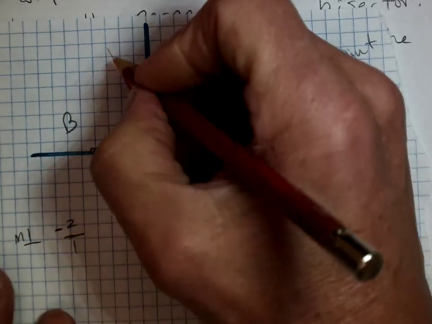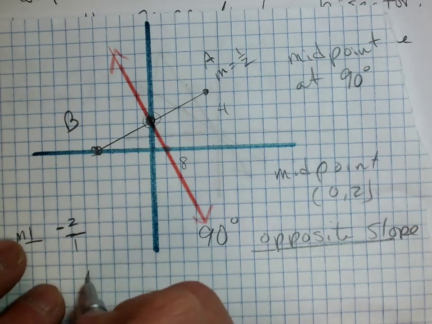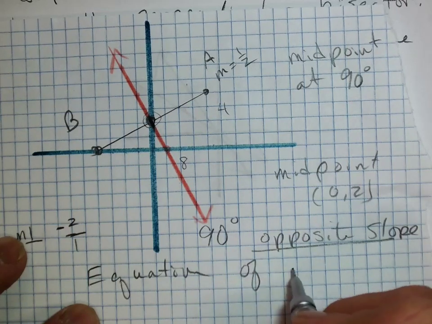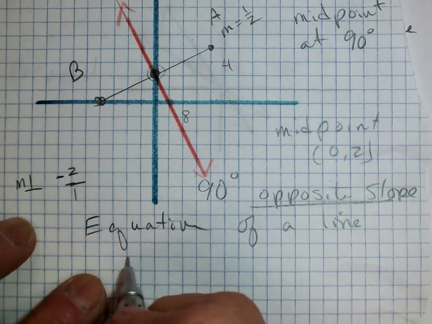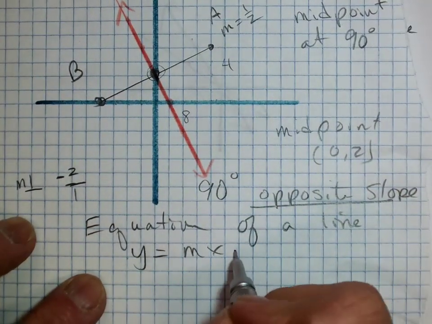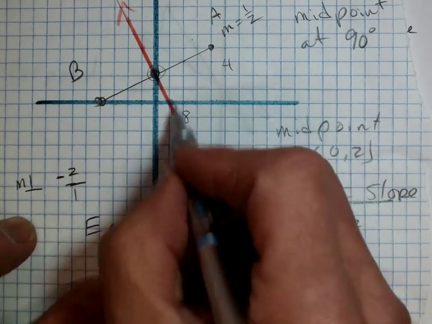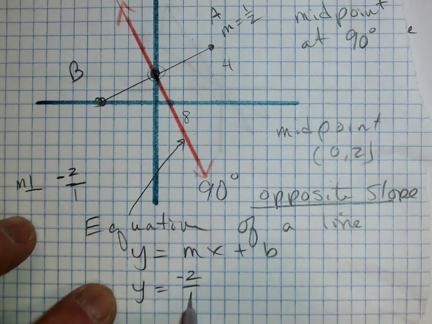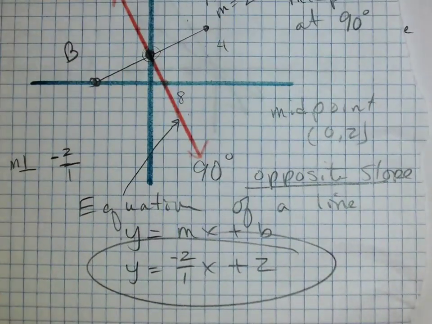That's the line I want, but I want the equation of that. So how do I do the equation of a line? We're going to use our y equals mx plus b, right? For this line right here, the equation of that line is y equals negative 2 over 1x plus 2. That's a little bit harder, but I have faith you can do it on Thursday, okay?